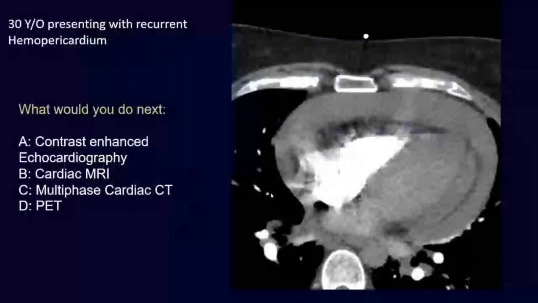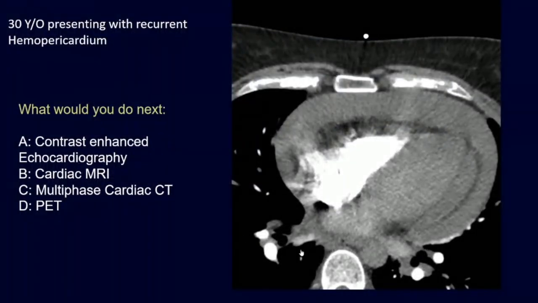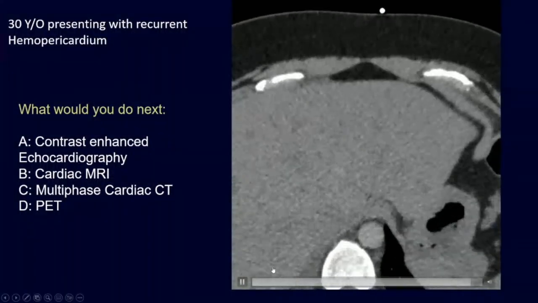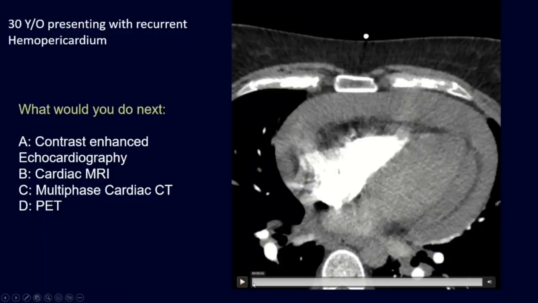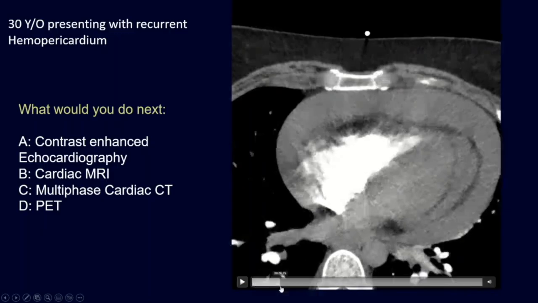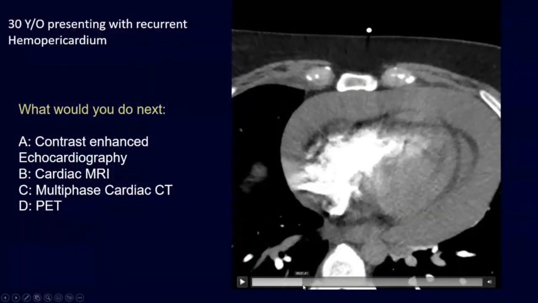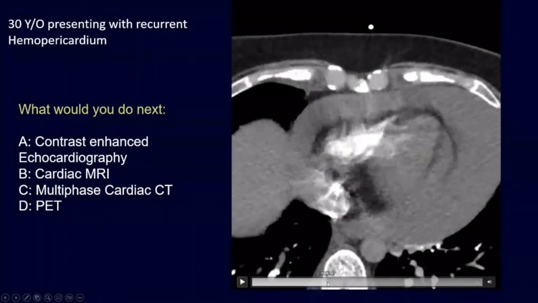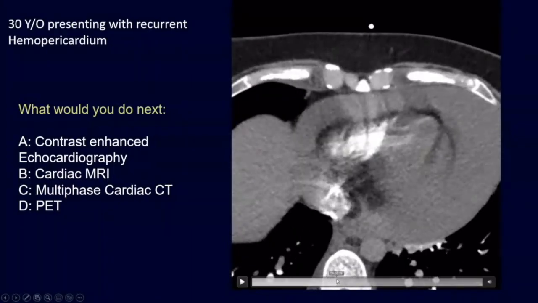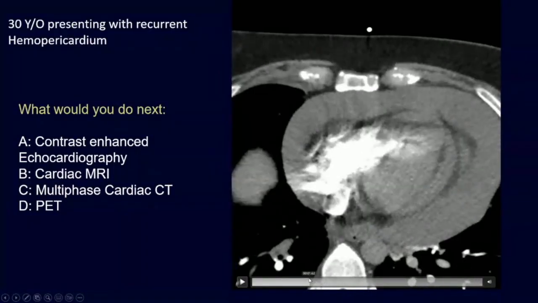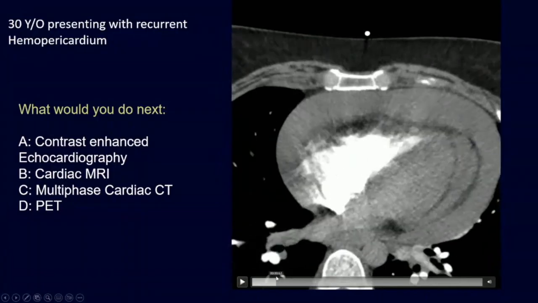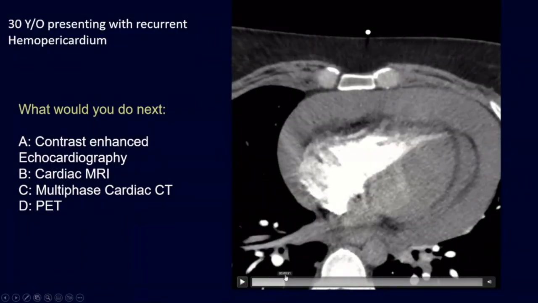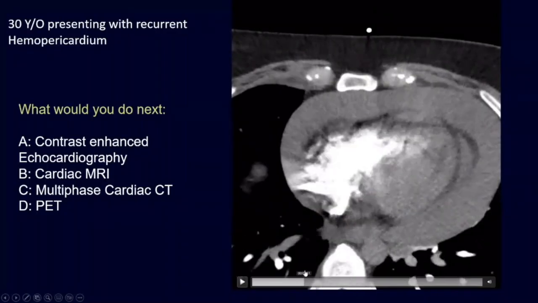All right, so moving on to our next case. This is a 30-year-old patient who presents with recurrent hemopericardium, and the cardiologist calls and says, did we perforate any cardiac chamber during the pericardiocentesis? So based on this finding, what would we want to do next?